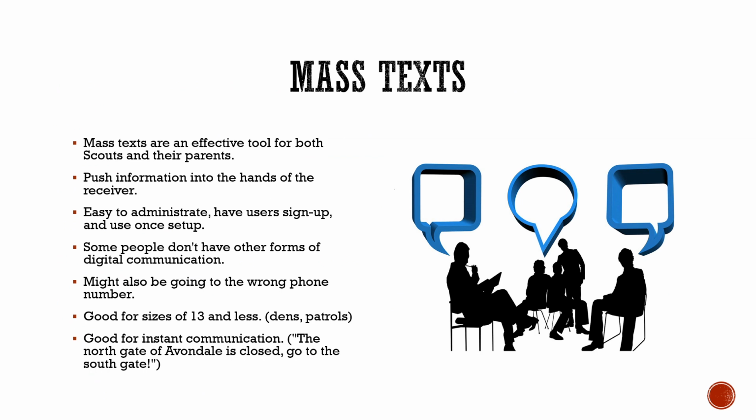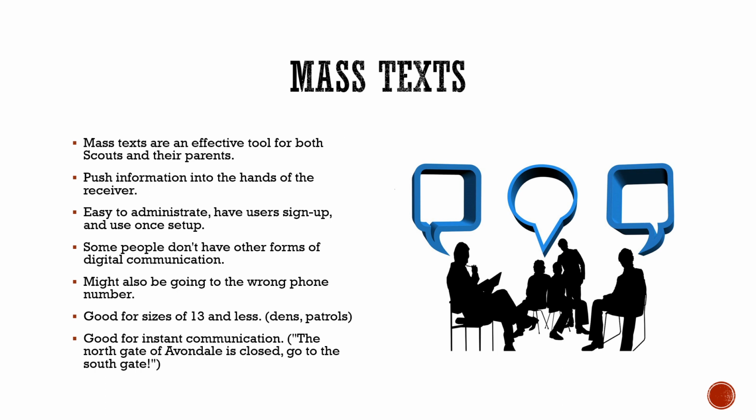Mass text. We don't typically do this in my unit, but I know some units do, some smaller units where you have maybe 30 families, and you've got at least one parent on a mass text. It's quick, it's instantaneous. They're very effective for both scouts and their parents. Older scouts and troops might find this useful. You can push the information into the hands of the receiver.